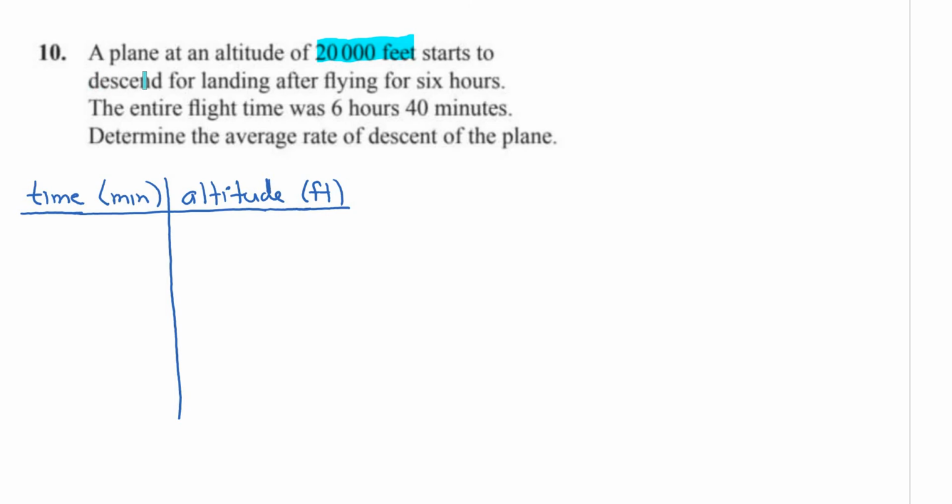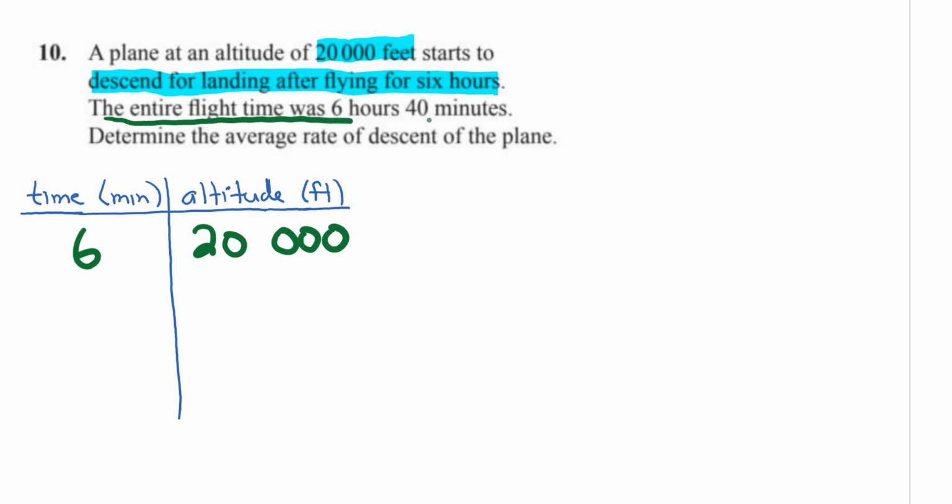And we start to go down for landing after flying for 6 hours. So after 6 hours, we are up in the air 20,000 feet. And the entire flight time was 6 hours and 40 minutes. So when we're at 6 hours and 40 minutes, we go back to a height of 0, right? Because the entire flight was 6 hours and 40 minutes. So after 40 minutes, from 6 hours to 6 hours and 40 minutes, we reach a height of 0 because we're back at the ground.